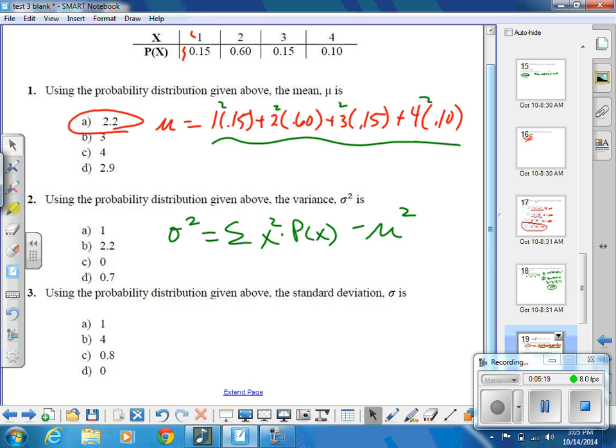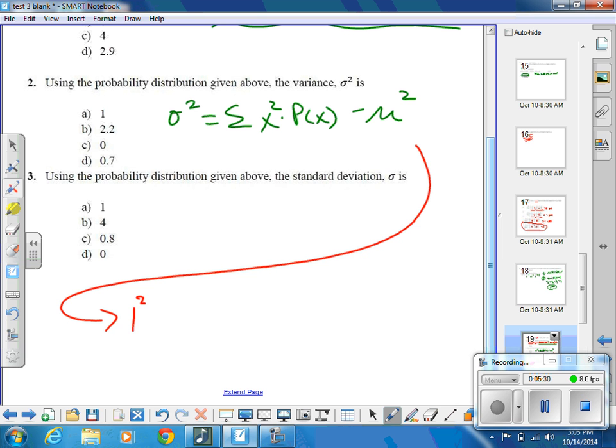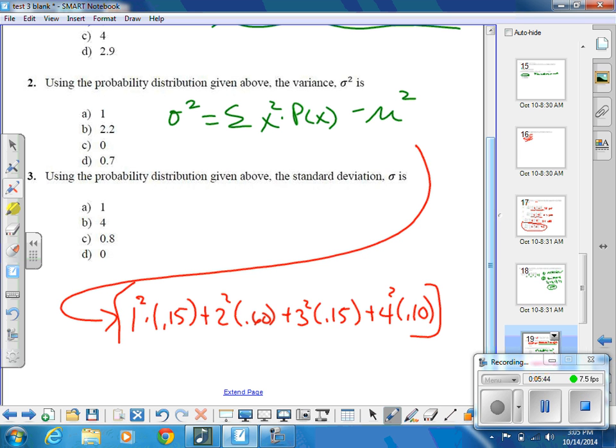So I have my numbers. I have it written down. So I'm going to go down here and write out what the formula should look like for this one. Okay, so I'm doing number 2. Down here, I know this is confusing looking. So this would be like 1 squared times 0.15 plus 2 squared times 0.60 plus 3 squared times 0.15 plus 4 squared times 0.10. Do all that, and then I'm going to minus 2.2 squared. Okay?